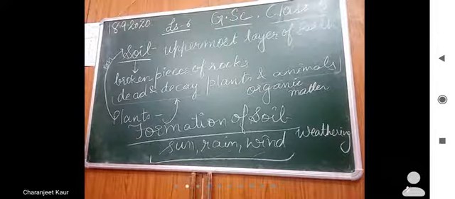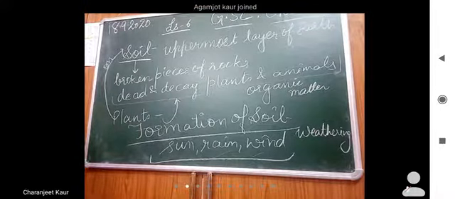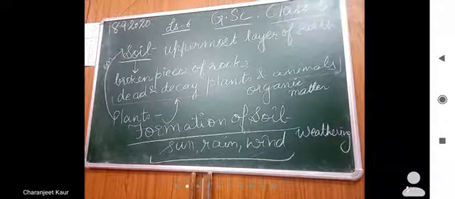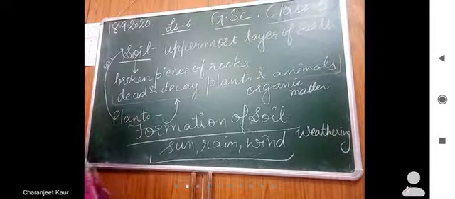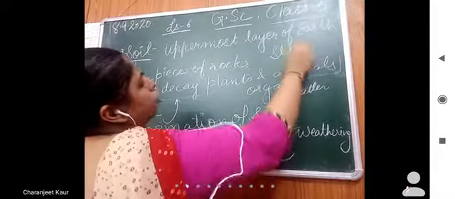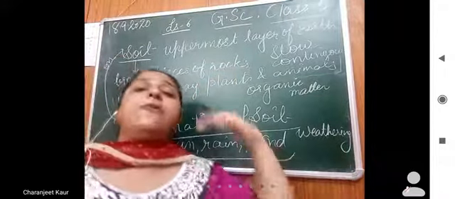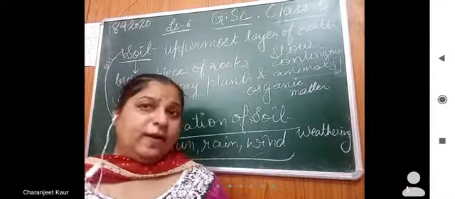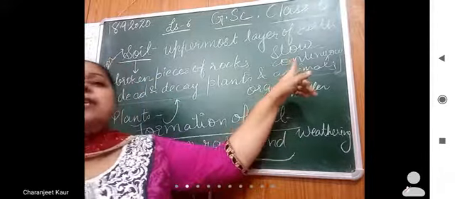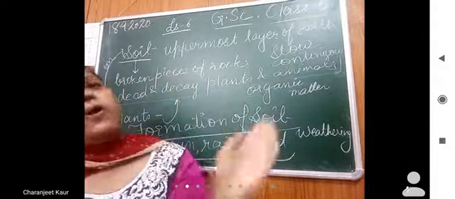right? And these pieces of soil get mixed with the dead remains of plants and animals, and the soil becomes fertile. Clear? And this soil formation, mind it, is a slow and continuous process. Why is it slow? Because it takes thousands of years to make a very small amount of soil. And why continuous? Because it is never stopping. It is going on continuously.